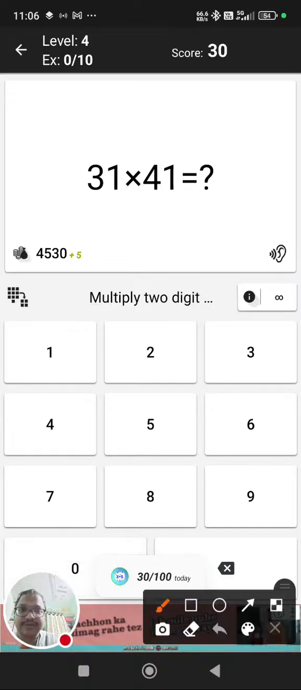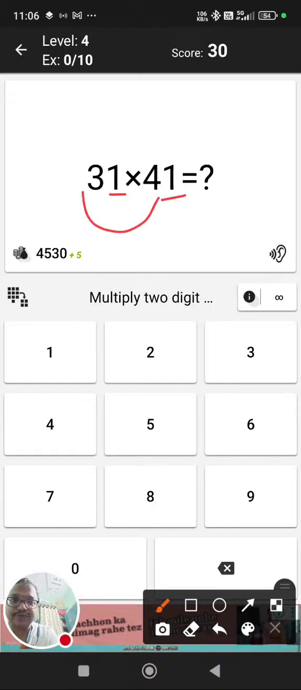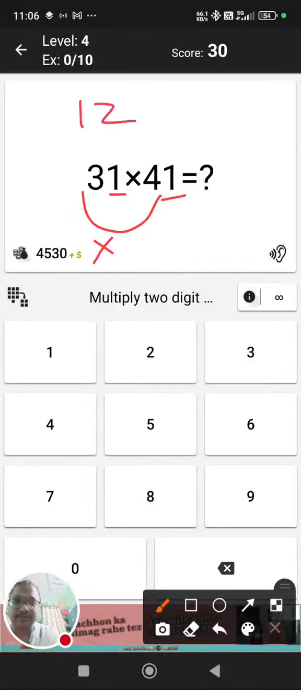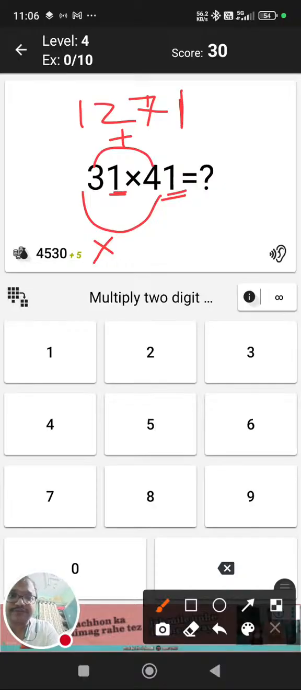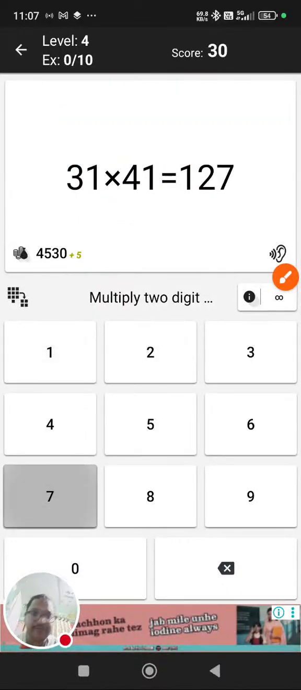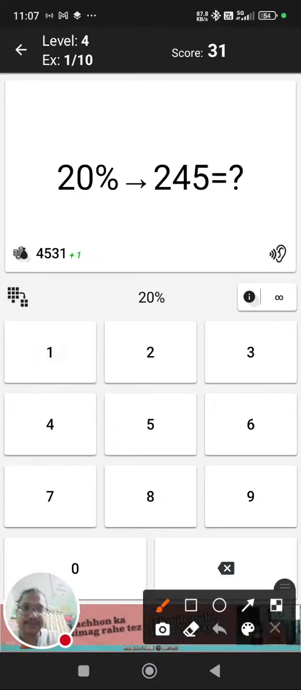Next, here we see unit digit is 1, so what we do is 3 4 times, we need to first write this one. We get 3 4 times, which is 12. Next we add these two numbers, 3 plus 4, which will be 7, and unit digit we see 1. So what we get is 1271 is the answer.